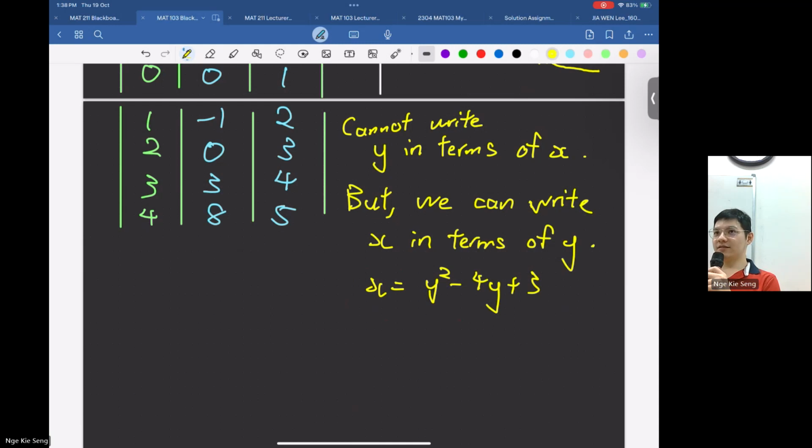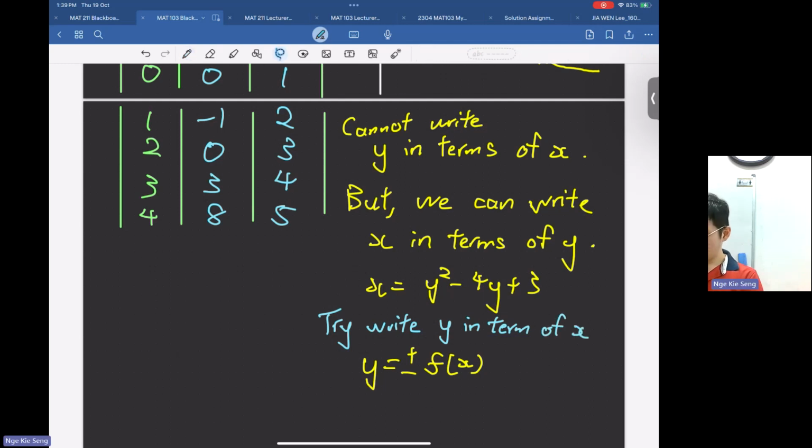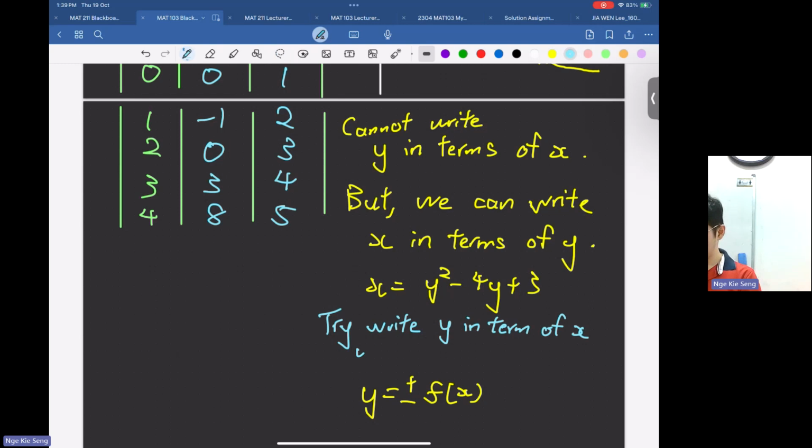Anyone remember how to do it or not? I forgot. But you will write y equals some f(x), some square root thing, and then plus or minus, two parts of it. Can you try? Try writing y in terms of x with completing the square. Maybe we all go back and do it. Okay, I will do it. Completing the square.